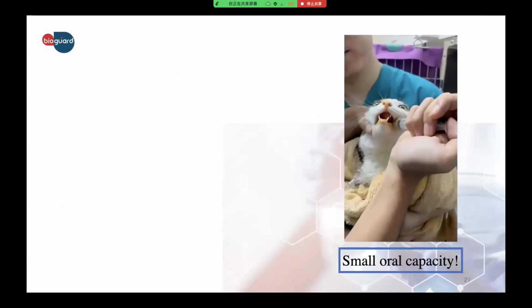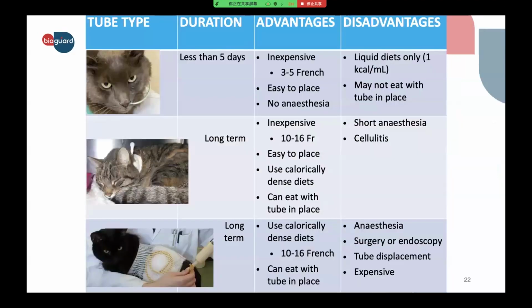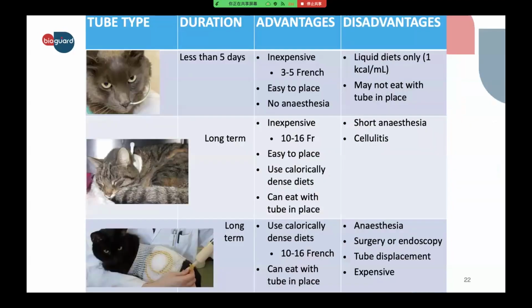In the beginning, once the animal is hospitalized, maybe for 36 to 48 hours, I will start with oral feeding while we give the other treatment. There are several other ways we can choose to feed the animal except force feeding by syringe. There are nasal tubes, esophageal tubes, or stomach tubes.